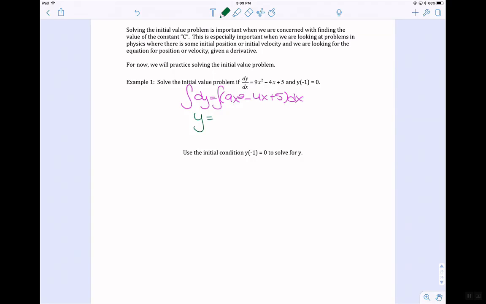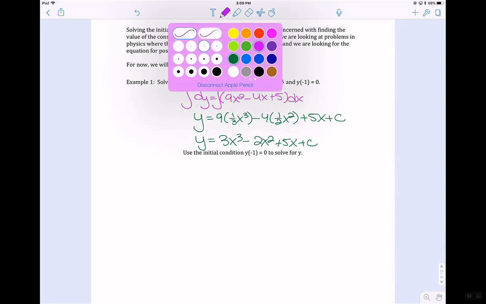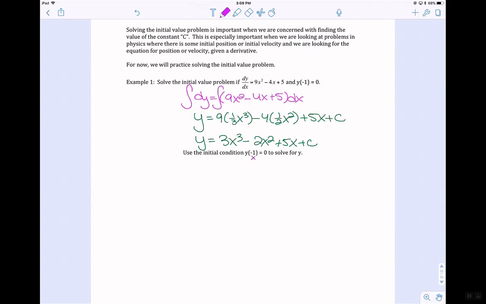Antiderivative of dy will be y. Then I have antiderivative of 9x squared, so 9 times 1/3 x cubed minus 4 times 1/2 x squared plus 5x and plus c. So y is equal to 3x cubed minus 2x squared plus 5x plus c. Now you have to solve for plus c. So I'm going to use my initial condition, x is equal to -1 and y is equal to 0. So 0 is equal to 3 times -1 cubed minus 2 times -1 squared plus 5 times -1 and plus c. When I simplify this out, I get c is equal to 10.